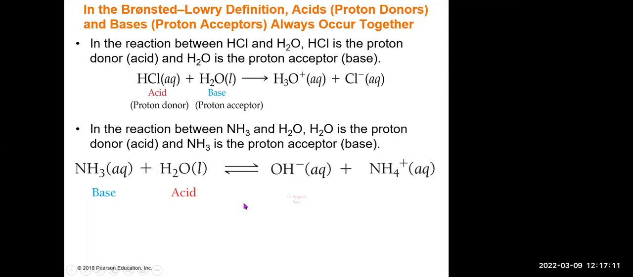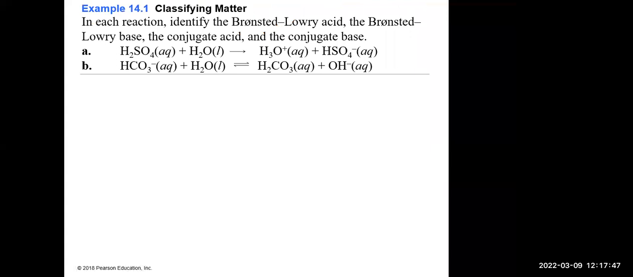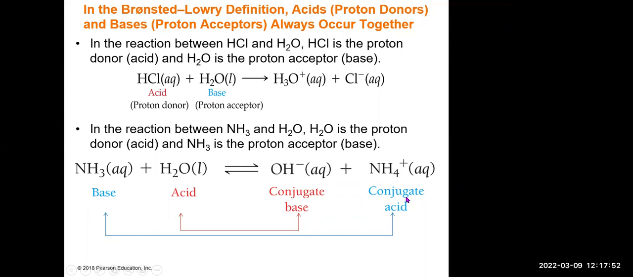And also the last equation shows you that if you have a base, the base will produce the conjugate acid. So this is base NH3. If the base accepts the H plus, then the product becomes the conjugate acid. Vice versa, if something is an acid and it's donating the H plus, then it itself turns into the conjugate base. So we see those are the conjugate pairs: base and conjugate acid, acid and conjugate base.